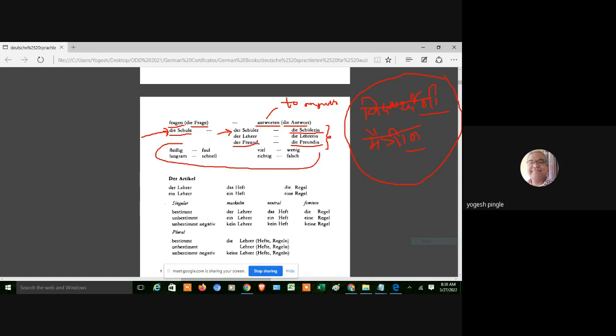So now let's go ahead with this. Now this is again the next thing that we have seen, something called opposites, we have seen.